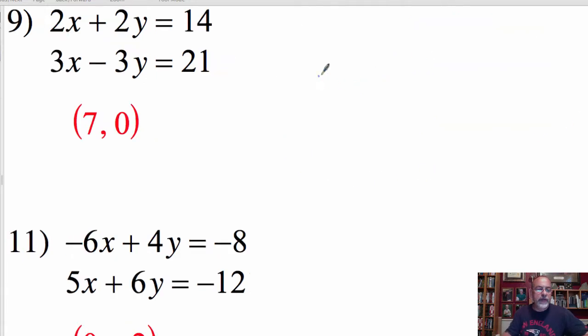On number 9 here, we look at our system. We have no variable solved for, so we're going to have to choose which letter to solve for.